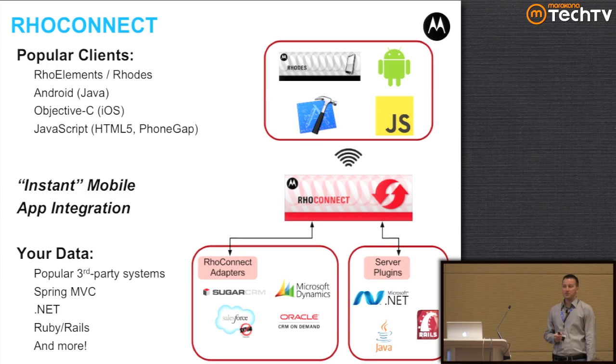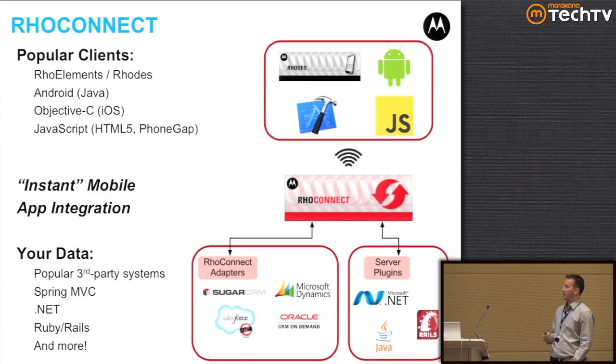So what is RHOCONNECT? We call it a mobile app integration server. It lets you interact with your back-end data systems, whether they're CRM or field service or really any kind of back-end system, and lets you synchronize your mobile application with that system in a very efficient way.